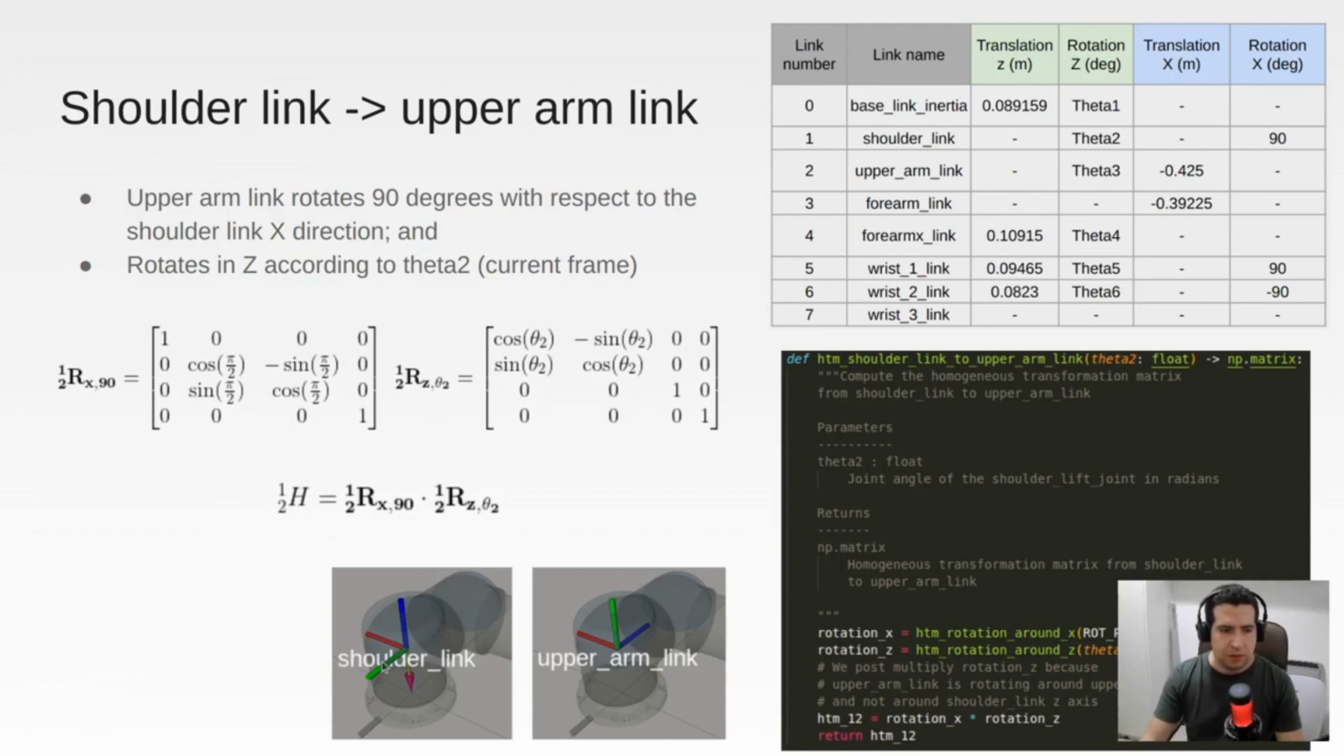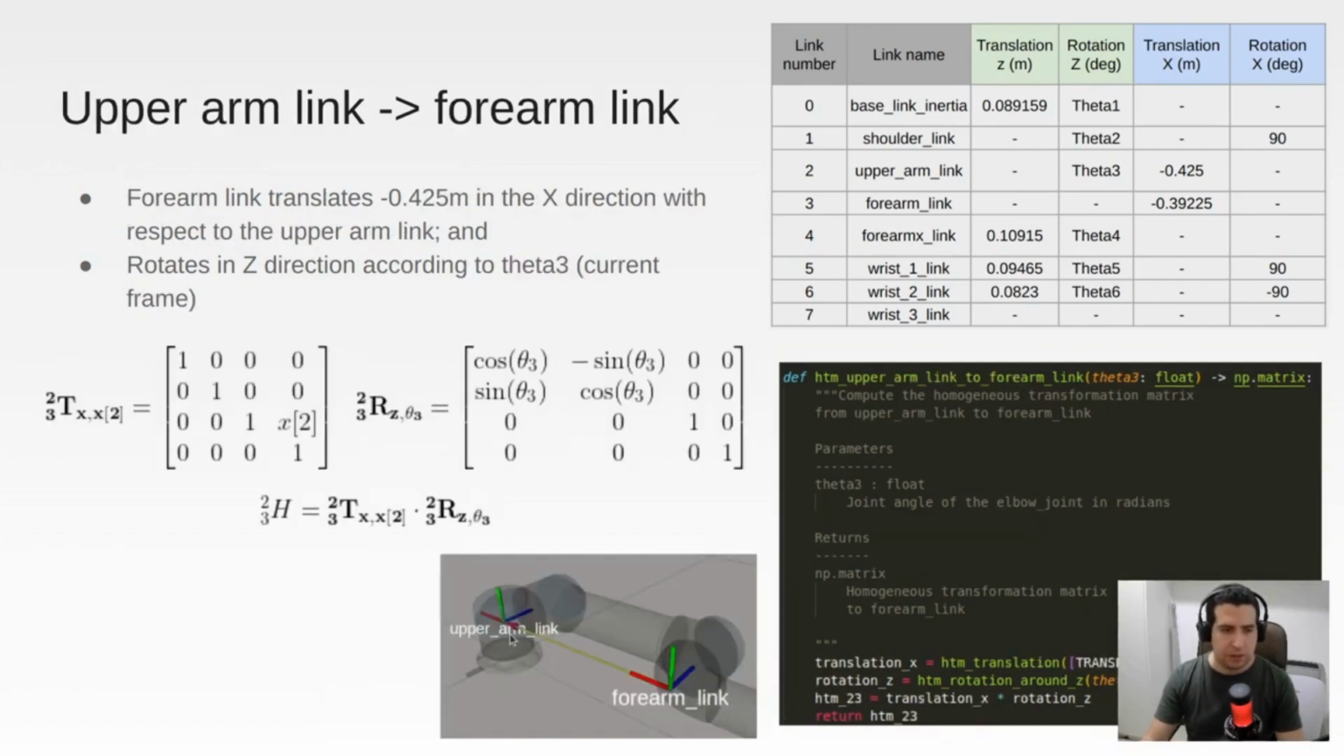Also, from shoulder link to the upper arm link, we have a rotation by 90 degrees in the x direction, and upper arm link rotates by theta 2 in the z direction also. From upper arm link to forearm link, we have a translation in the z direction by x2. This is this number here. And then forearm link rotates by theta 3 in the z direction, so in the z upper arm link direction.